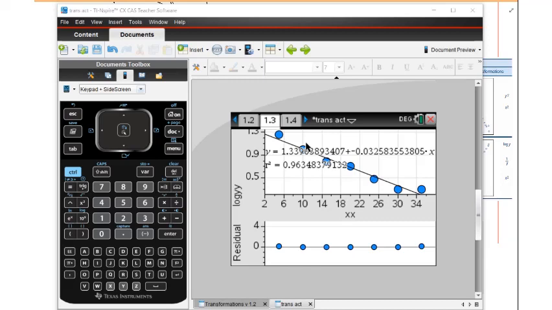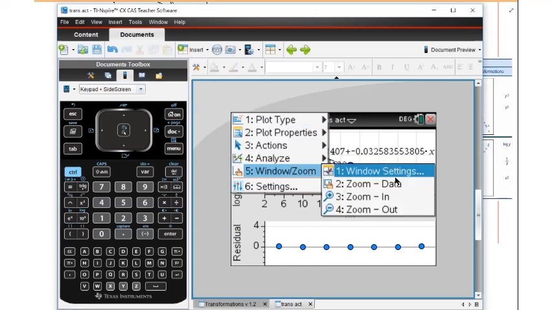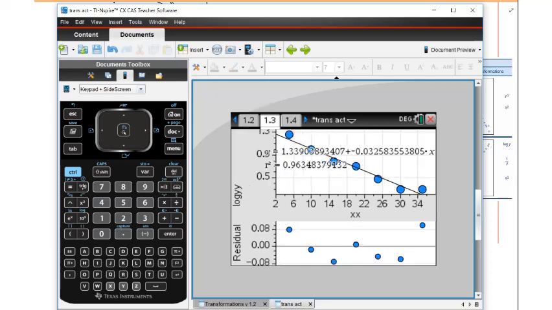with the residual, I've got no pattern. From what we can see here, it's scattered. But if we want to zoom in, we go to the menu, window, zoom, zoom data, and it's going up and down. It sort of almost looks like a pattern, but it's going up, down, and back up, and down, back up. So it's a bit more scattered.